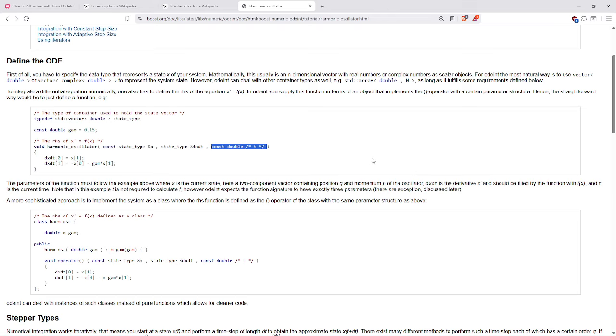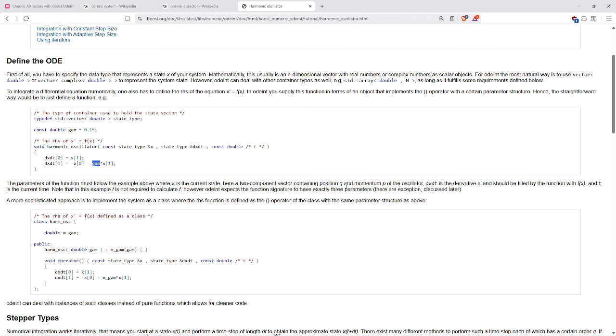Now, in this case of this harmonic oscillator, the harmonic oscillator doesn't depend directly on t like the Lorenz attractor and the Rossler attractor. So the t argument here needs to be there for the function signature, but it's commented out. Following the equations for a harmonic oscillator, they're computing the derivative. The derivative of the first variable is the value of the second variable. The derivative of the second variable is a combination of the first and second variables using this gamma constant.